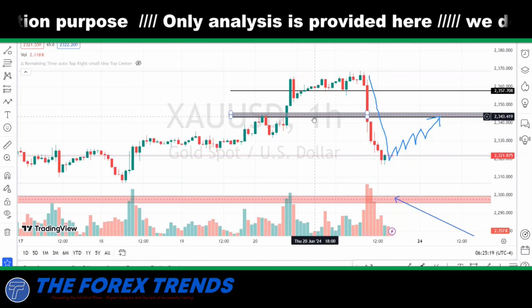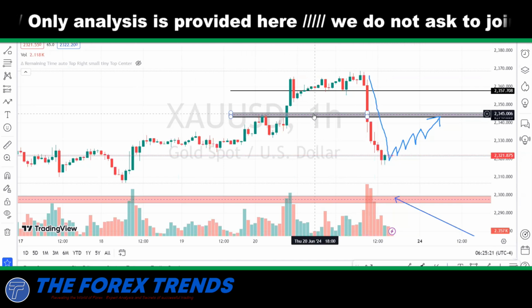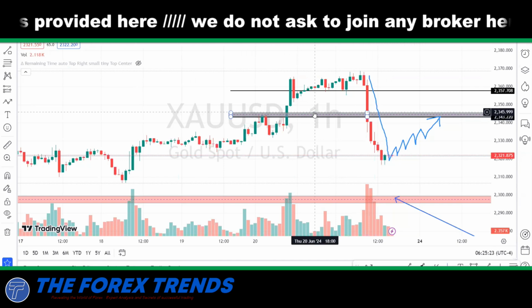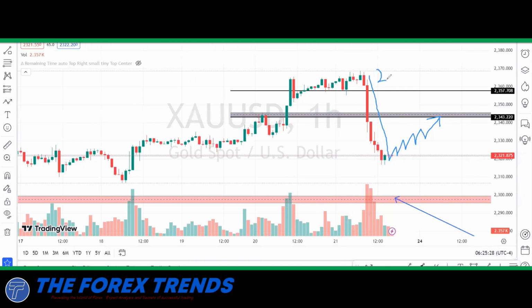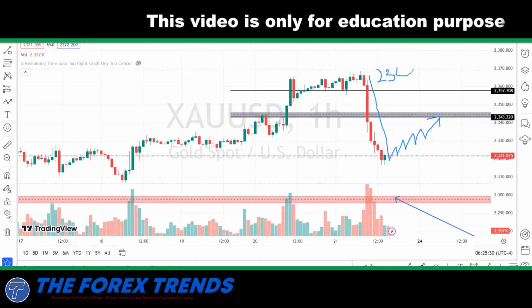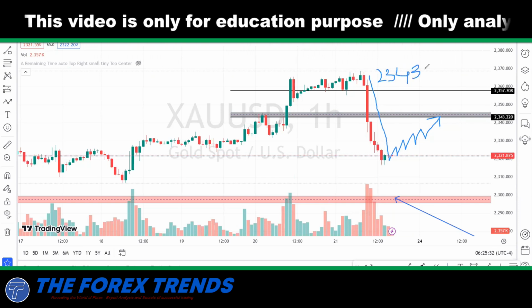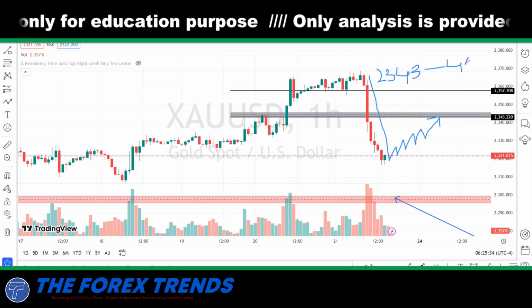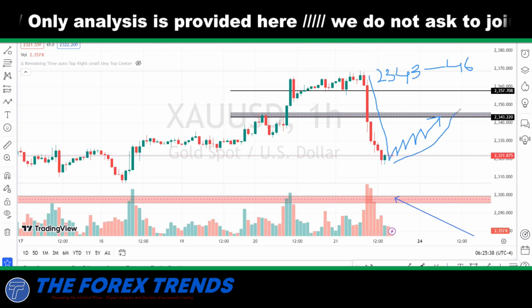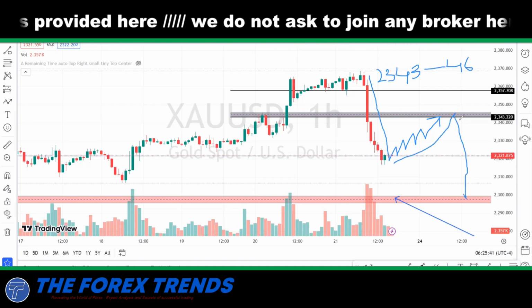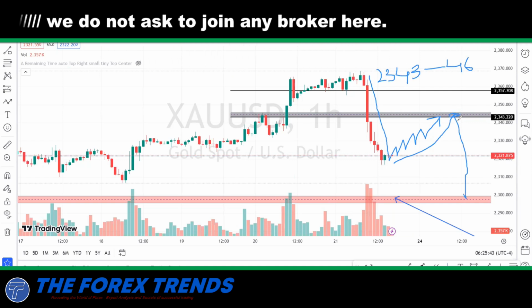Let me show you the structure also. The zone is 2343 to 2346. So the first selling position is 2343 to 46. If we get the price at this zone, we may initiate a sell up to this level. This is our first selling zone.